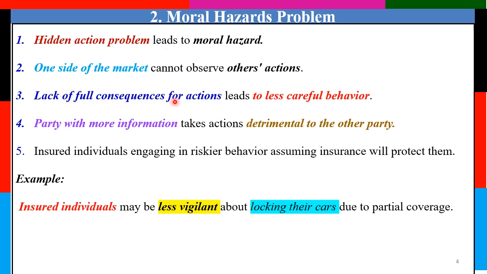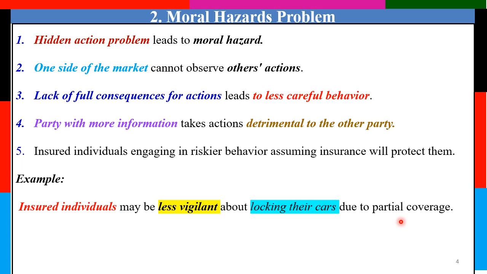Lack of full consequence for action leads to less careful behavior. When moral hazard exists, the party with more information takes action detrimental, meaning harmful, to the other party. For example, insured individuals may be less vigilant about looking after their cars due to partial coverage.